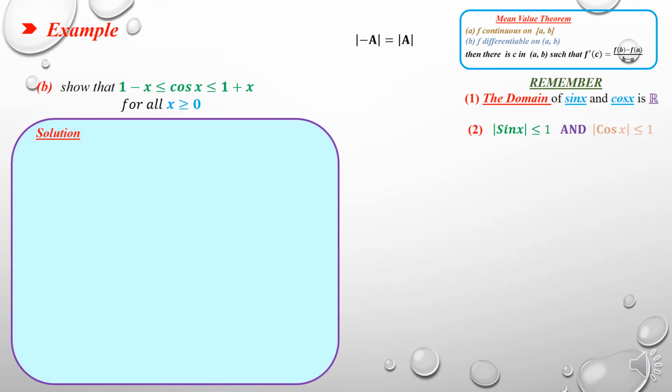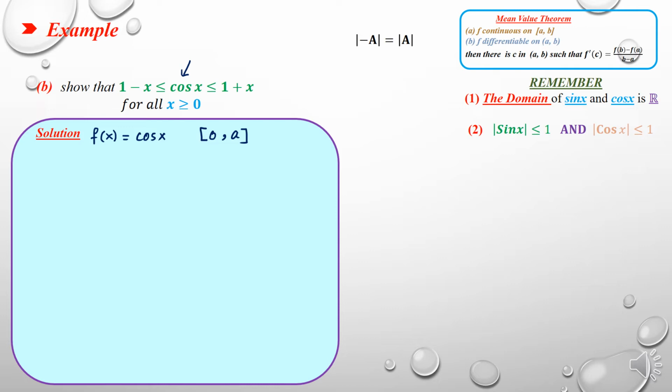In part B, you have to show that cosine x is greater than or equal to 1 minus x and less than or equal to 1 plus x for all x greater than or equal to 0 using the mean value theorem. So first you have to create a function, and as you see, the function is cosine x, so f of x equals cosine x, and the interval you have to use must be greater than or equal to 0. Let's say from 0 to a, where a is greater than 0. So you have to check the two conditions of the mean value theorem.